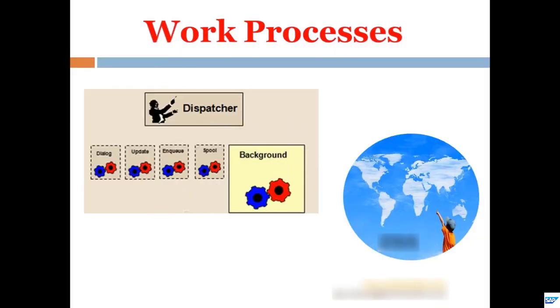Hello everybody. So today we are going to learn about ABAP work processes. How many work processes are there? What are the services? As you see in this slide, the ABAP work processes are dialog, update, enqueue, spool and background, and the two other processes which run behind these 5 work processes, and they are dispatcher and message server. We will discuss each of them.